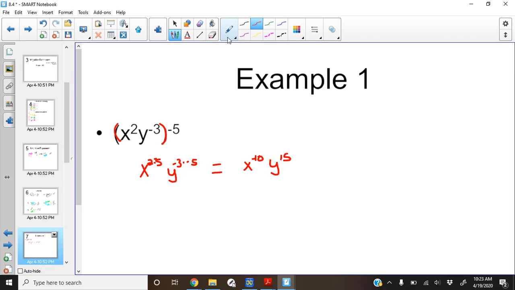Can we leave our answer like that? No, because x has a negative exponent, right? So we're going to take that x to the negative 10, and we're going to bring that down to the denominator. And when we do that, y to the 15 stays in the numerator. Remember, only move the item with the negative exponent, and x to the 10 goes in the denominator. Again, not the same base, so we are done there.